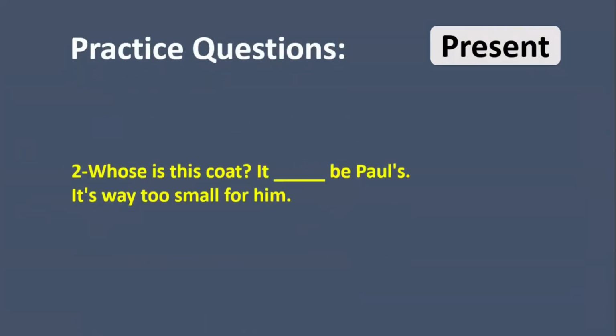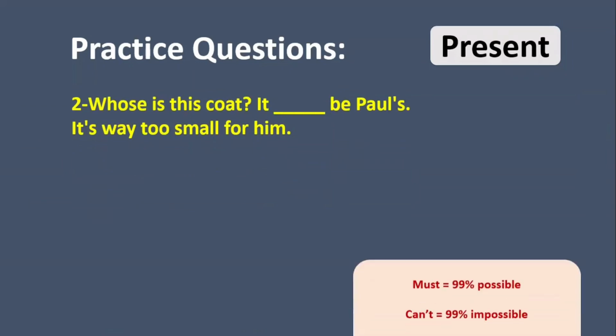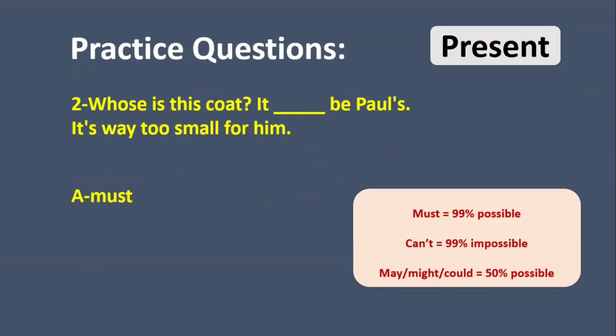Another question. We're still doing questions related to the present. Whose is this coat? لمن هذا المعطف؟ من يمتلكه؟ It must be Paul's. It could be Paul's, or it can't be Paul's. It's way too small for him. المعطف صغير جدا. قياسه أصغر من Paul. So what do we expect? It must be من المؤكد أنه لبول, ولا it could be من المحتمل أنه لبول, ولا مستحيل يكون لبول لأنه أصغر كثيرا من قياسه. So, of course, it can't be Paul's. من المستحيل أن يكون لبول.